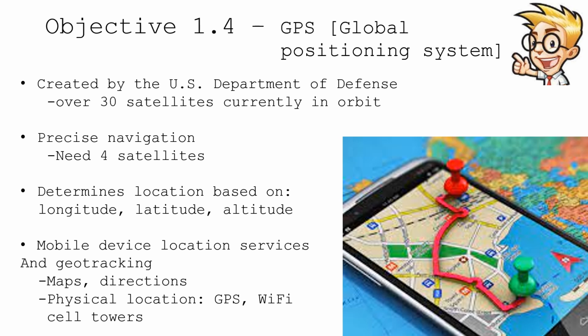This allows us to get very precise navigation from our devices, and as long as our phone is able to hear the signals coming from at least 4 of these satellites, we can get very precise information about where we happen to be in the world. Our phones are able to calculate where we are based on timing differences from all of those different satellites. We're able to calculate longitude, latitude, and altitude of where we might be located.